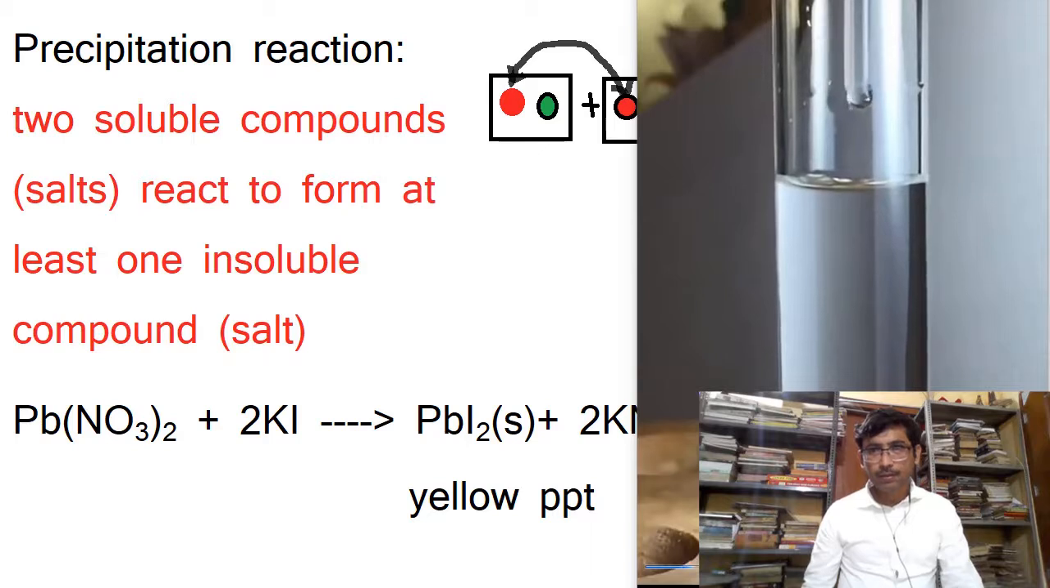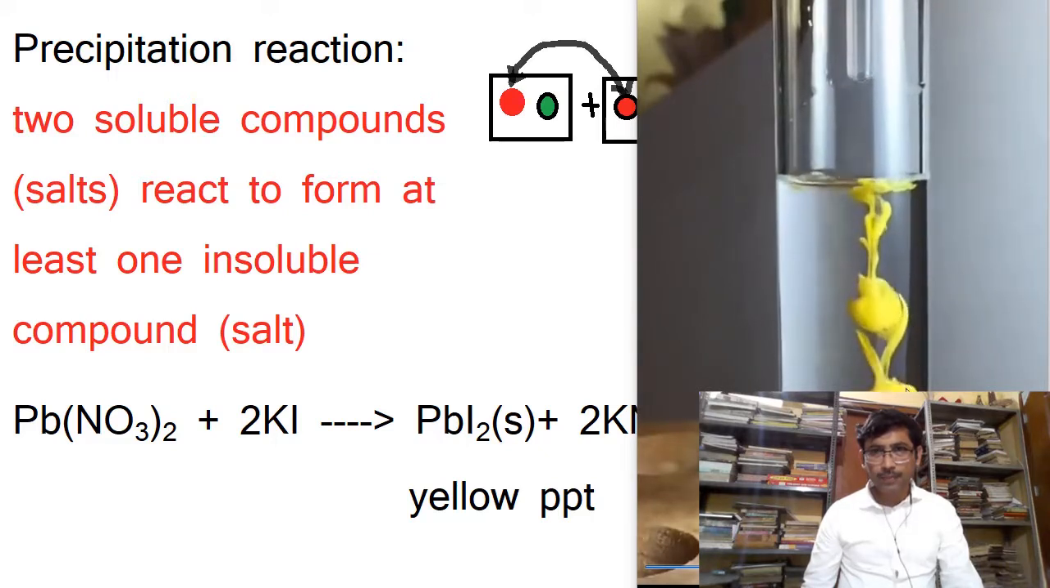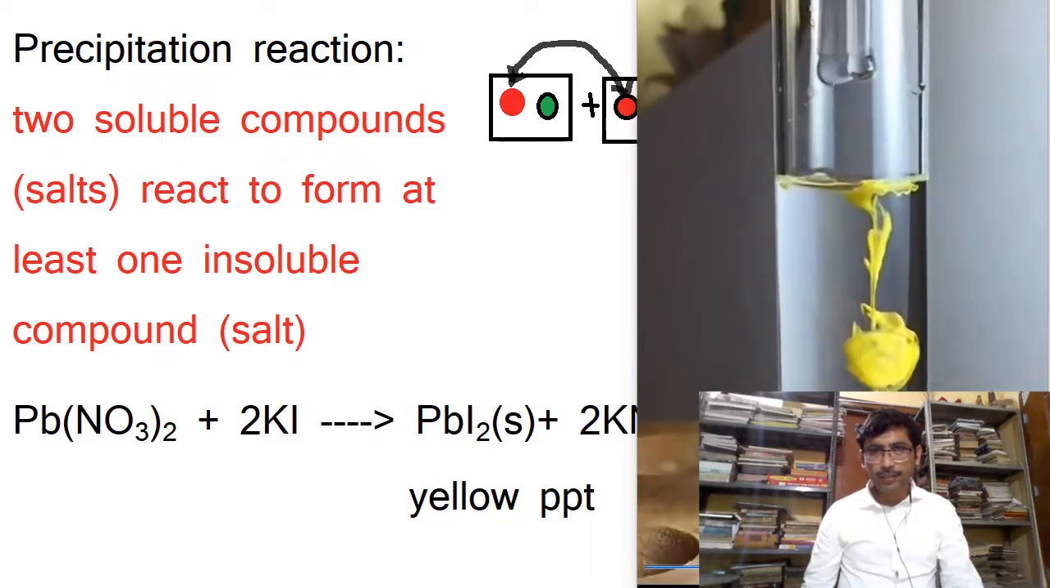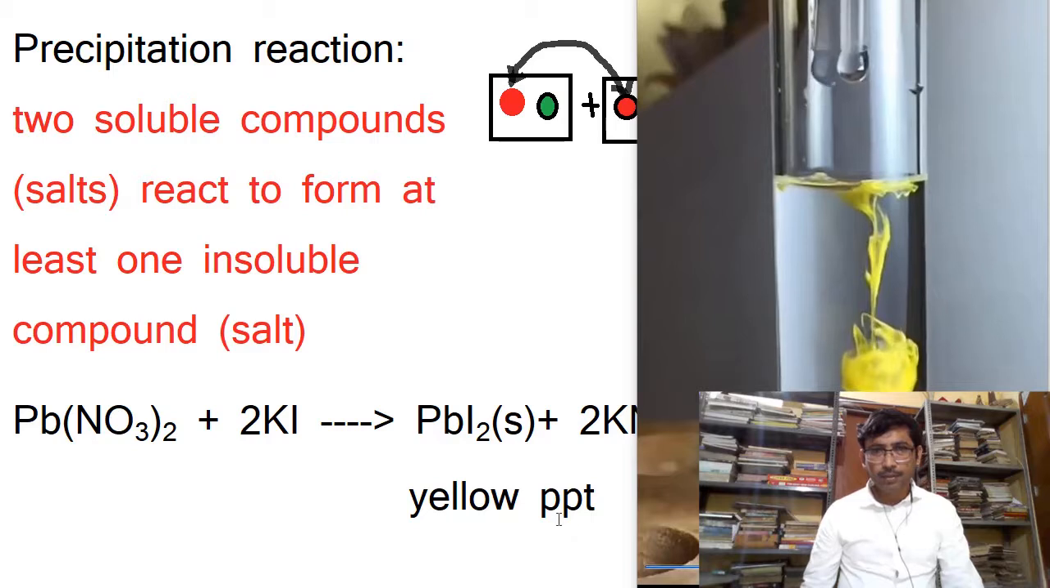So you see, one drop of potassium iodide in lead nitrate. So here it goes, and we see the reaction taking place. We see the yellow precipitate of lead iodide over here.